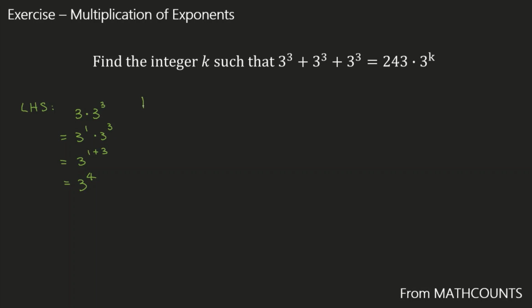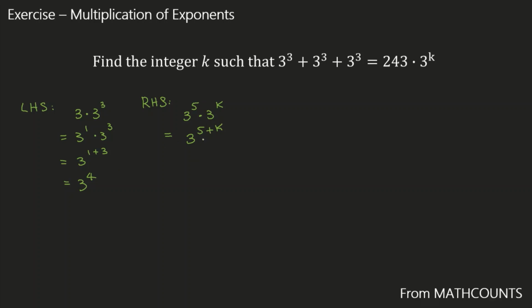Now let's look at our right-hand side. So the number 243, if you're to find the relationship of this number with the exponent, the base is 3, it actually comes down to 3 to the 5th power is 243. So that's 3 to the 5th power times 3 to the k. So using the same multiplication of exponents with the same base rule, we have 3 raised to the power of 5 plus k. So this is our right-hand side.